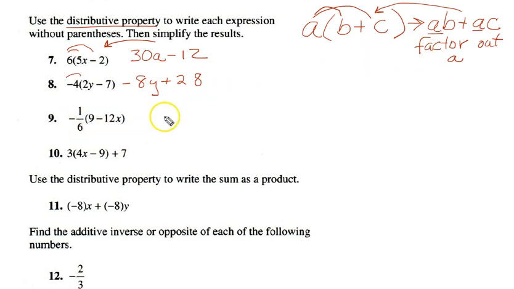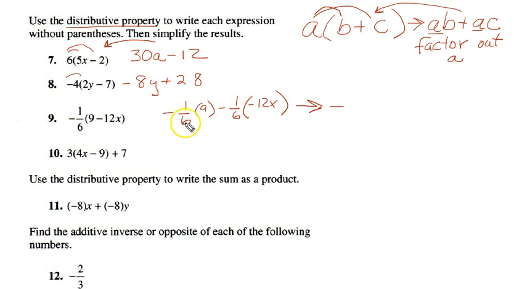Now, for this one, let me write this out for you. Negative 1/6 times 9 minus a negative 1/6 times a negative 12x. Normally you can do this in your head, but it is a little challenging, so I'm writing it out for you. Now, negative times a positive gives you a negative.